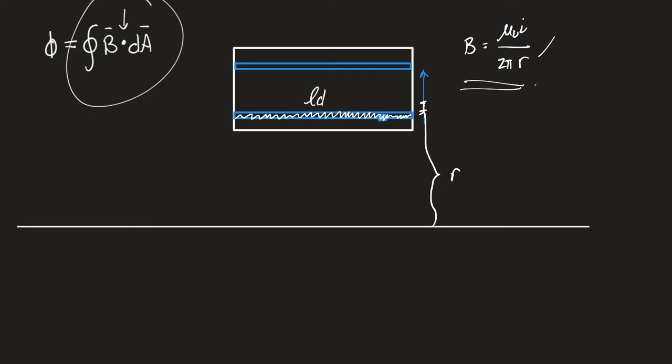That's why it becomes LdR. That's the area of that entire strip. And so on and so forth, and that's how we set this up.